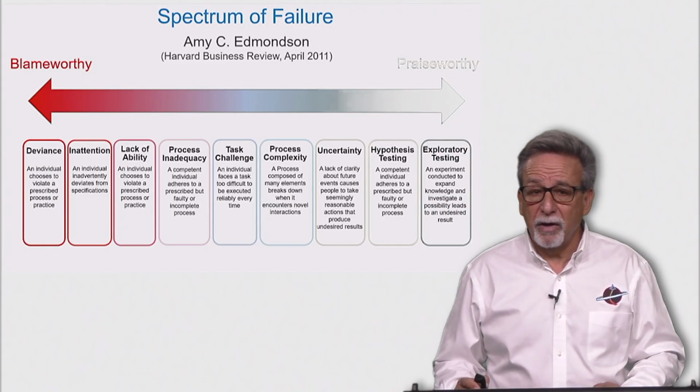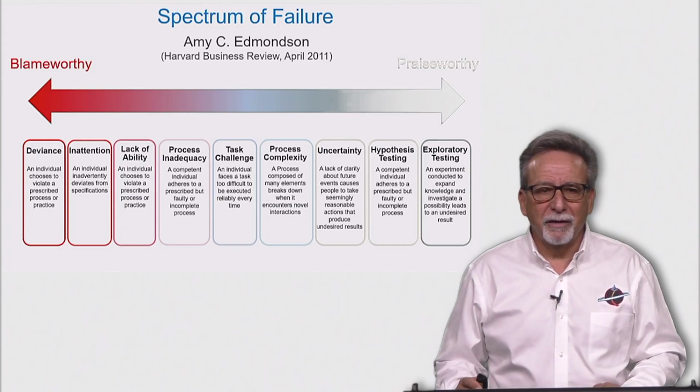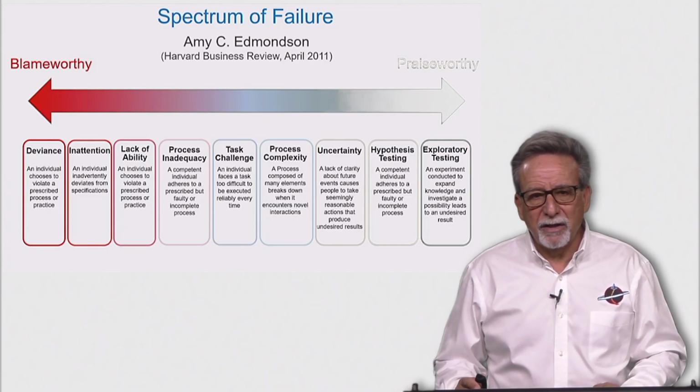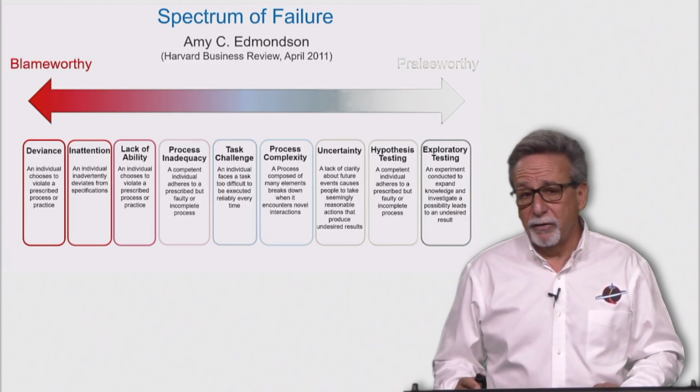Let me go back to that. Complexity is a process composed of many elements. Let me go back to this one more time. Process complexity: a process composed of many elements which breaks down when it encounters novel interactions.